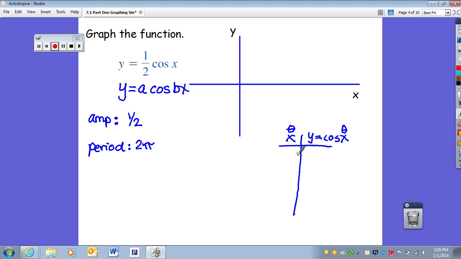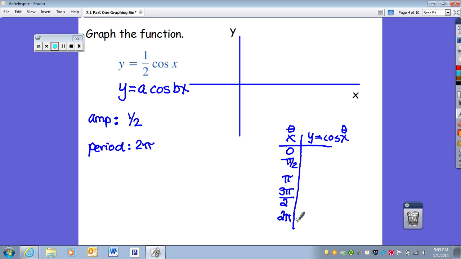If we did use degrees, it would be 0, 90, 180, 270, and back to 360. But going by the unit circle, let's use our radians. So we start with 0 radians, and then at 90 degrees we have pi over 2 radians. At 180 degrees, that would be pi radians. At 270 degrees, we have 3 pi over 2 radians. And once we've made our complete unit circle, we're back to 0, which when it's the complete circle is 2 pi radians.